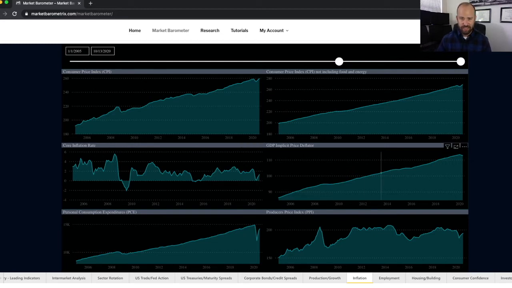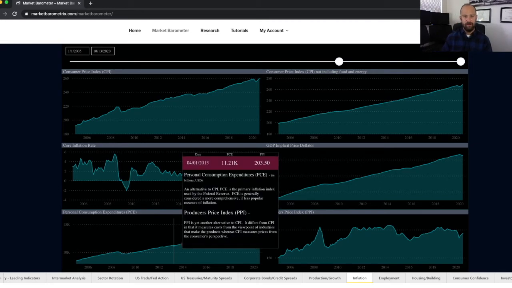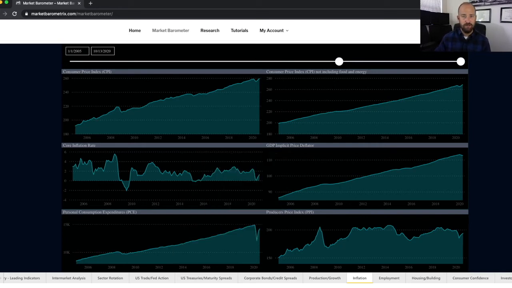Moving over to the GDP Implicit Price Deflator, yet another look at inflation. And this does not measure a fixed basket of goods and services. It's a rotating basket of goods and services aimed at providing a more comprehensive measure of inflation. In the bottom left here, we have the personal consumption expenditures, yet another measure of inflation. This is actually the primary index used by the Federal Reserve to measure inflation. So tracking and monitoring PCE can give you a good idea of the Fed's take on inflation.